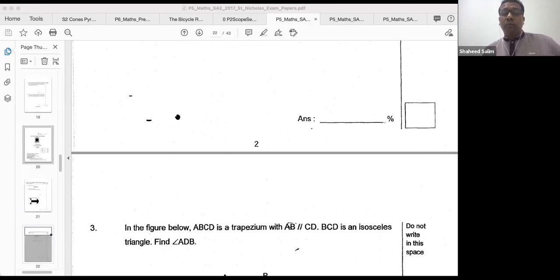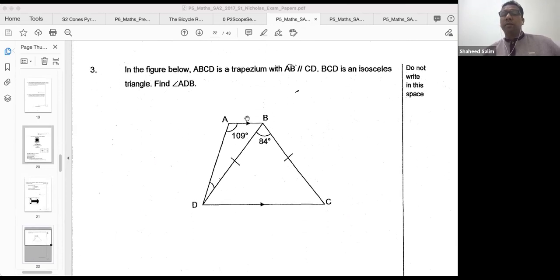This is paper 2. So trapezium, yes. Okay, you try angle. They want you to find ADB. This one down here, they want you to find this one. Don't worry, we'll do together. But you try first.